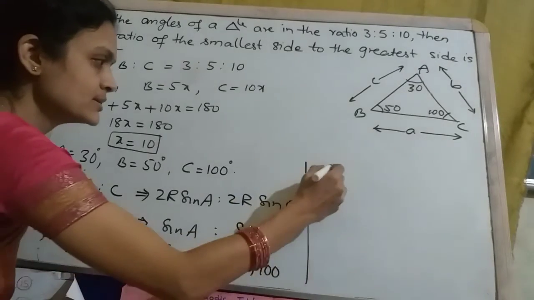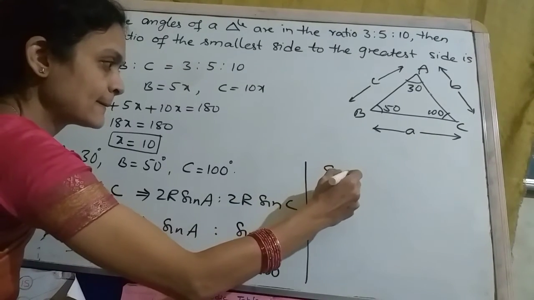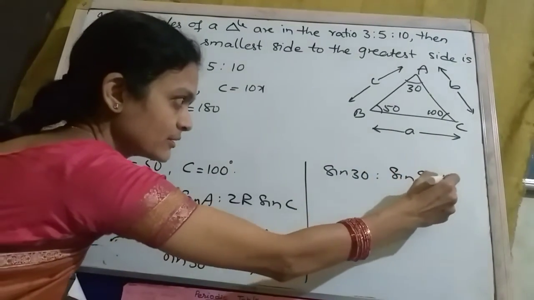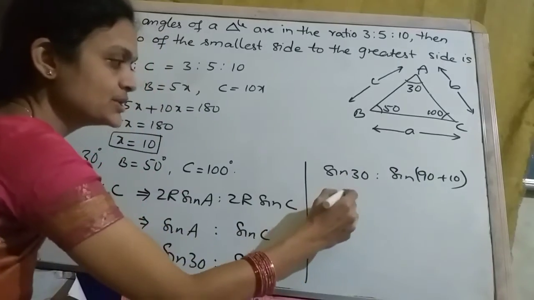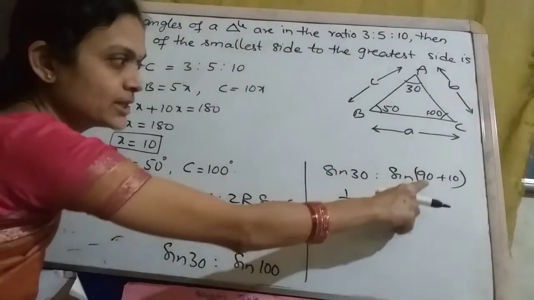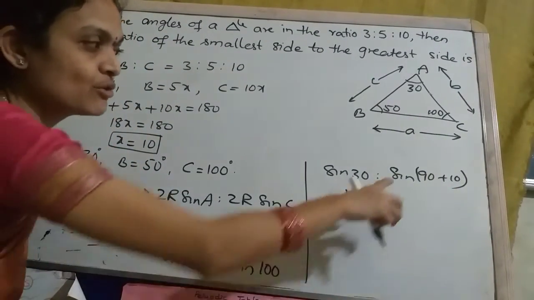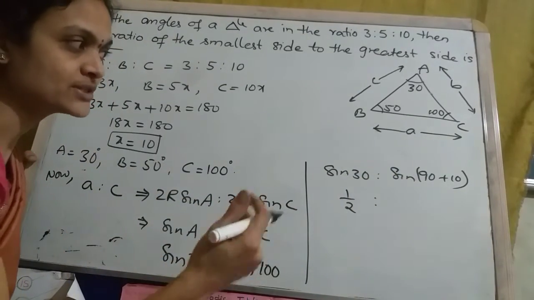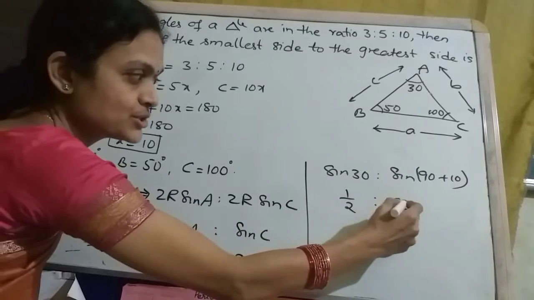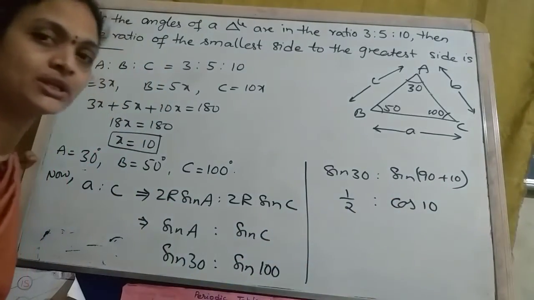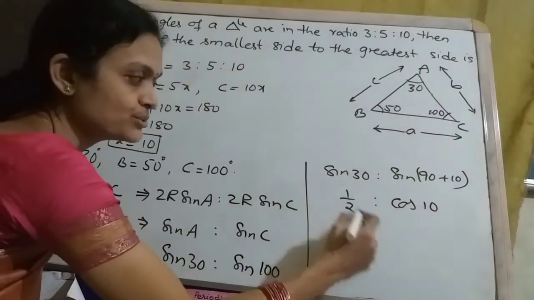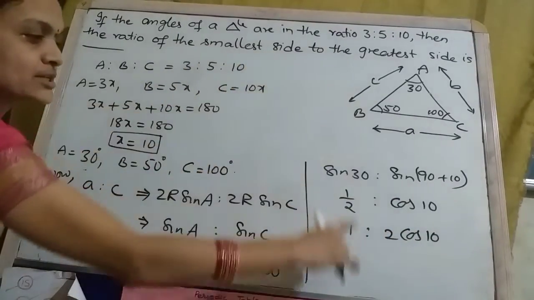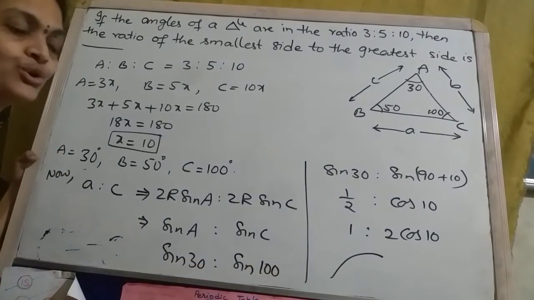So after that, sine 30 degrees is, instead of sine 100 you write sine of 90 plus 10. Here sine 30 is 1 by 2, you know the value. Here 90 plus 10 is in the second quadrant. In the second quadrant the sign is positive. But 90 degrees is an odd multiple, so the trigonometric function changes to cos 10. So then the ratio is 1 is to, that 2 we take to that side, 2 cos 10. The ratio of the smallest side to the greatest side is 1 is to 2 cos 10.